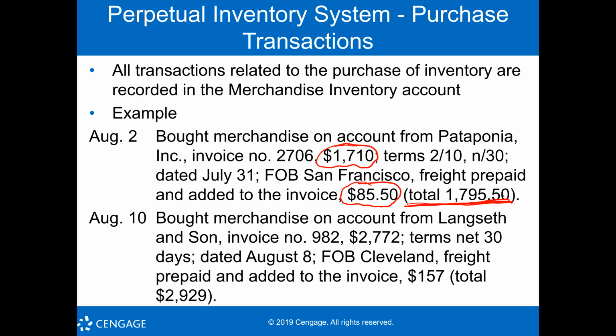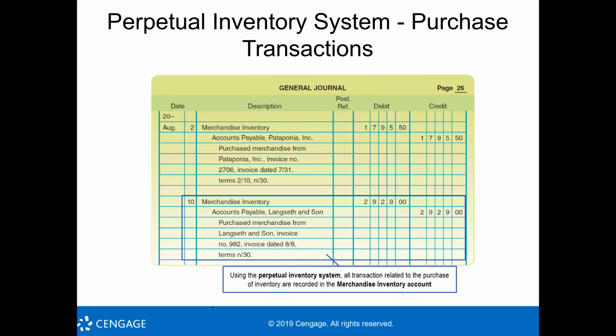So we're going to take both of these numbers added together, and we're going to increase merchandise inventory, debit merchandise inventory for that total amount. Okay, so that's what we see here. Again, we've got the debit to merchandise inventory for the whole amount, the credit to accounts payable for the entire amount. Same thing on the 10th.